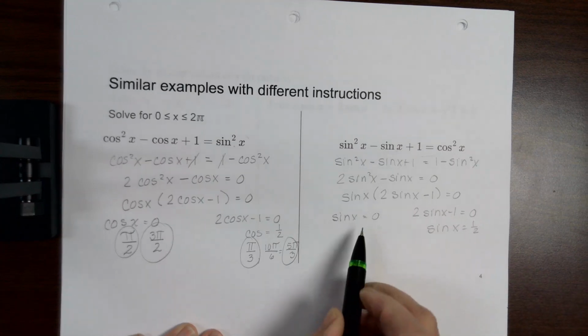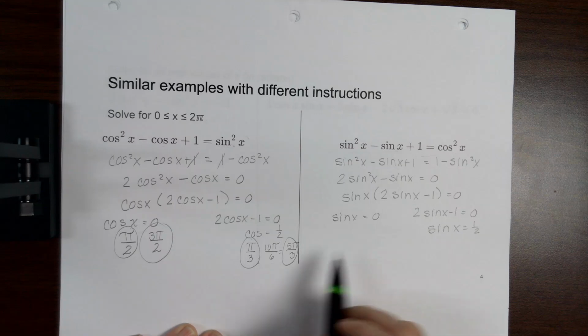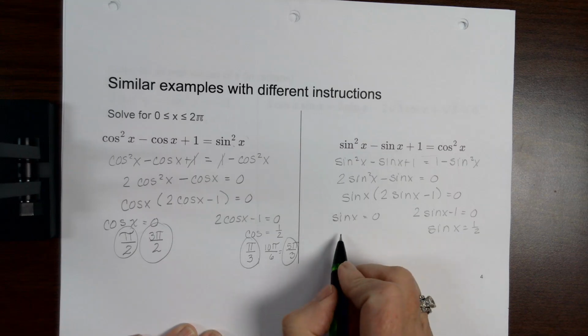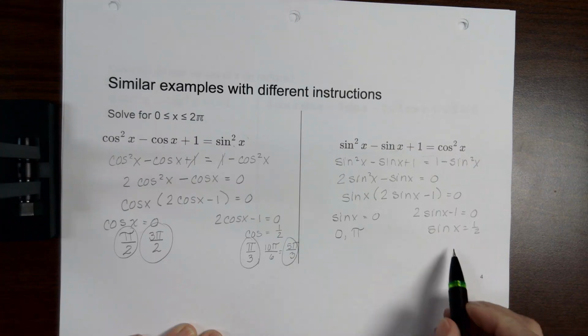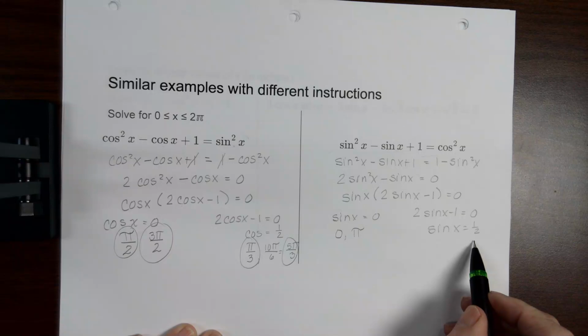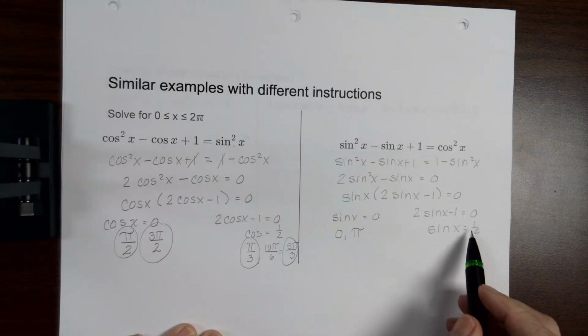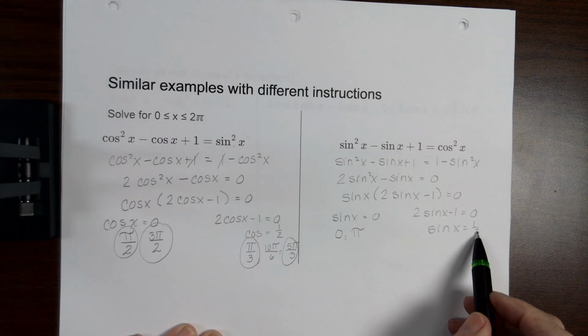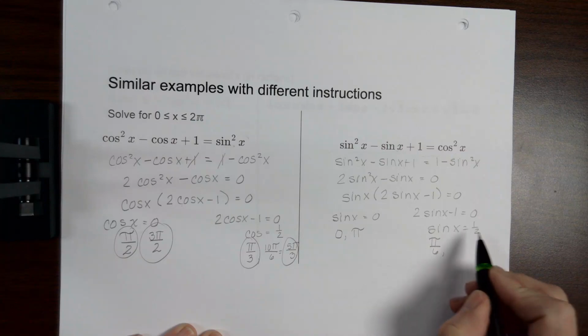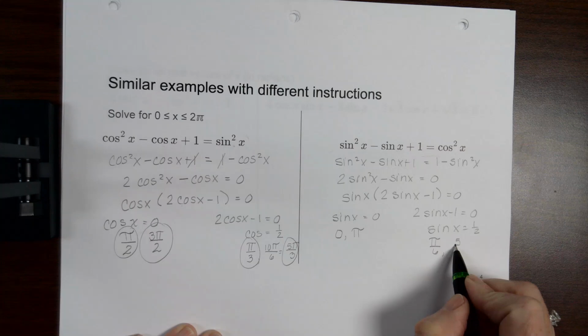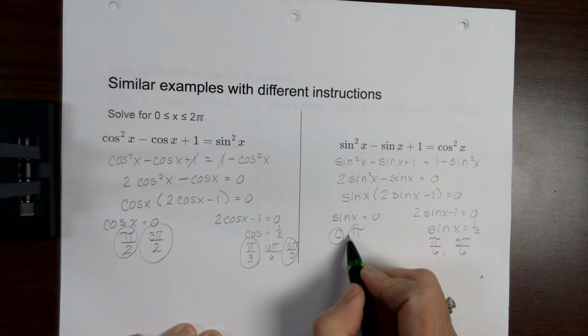Okay, so I'm looking for, one time around the circle in radians, where the sine is equal to 0. We're talking 0, we're talking pi. I'm looking for where the sine is equal to 1/2. Now it's positive, so it's going to be in the first and the second quadrant. In the first quadrant, it's at pi over 6, and in the second quadrant, it's at 5 pi over 6 when you look at your unit circle.